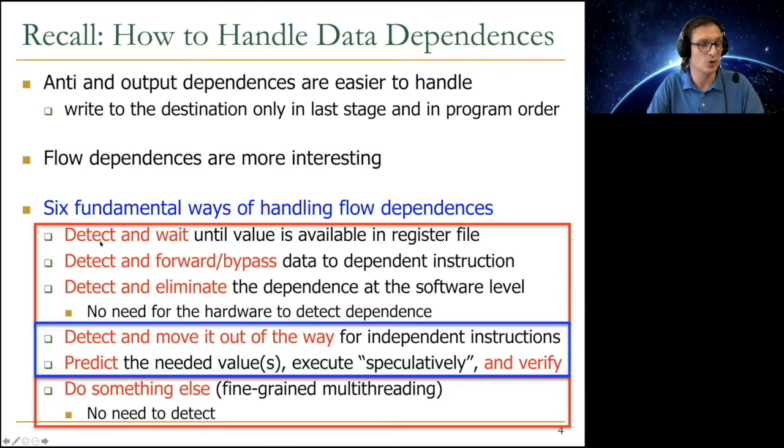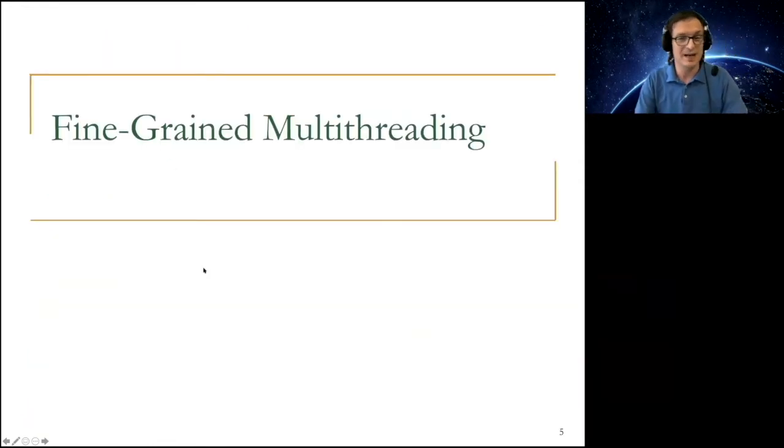And we talked about how to handle flow dependencies, and there are 6 fundamental ways. We talked about 4 of those ways in detail: detect and stall, detect and forward, detect and eliminate at the compiler level, let's say, and do something else, fine-grained multi-threading. We did not talk a lot about prediction, value prediction, but we gave the basic idea. So it's good to consider that and think about that going into the future. And now today, finally, we're going to talk about detecting and moving the dependent instructions out of the way so that we can fetch independent instructions into the pipeline.